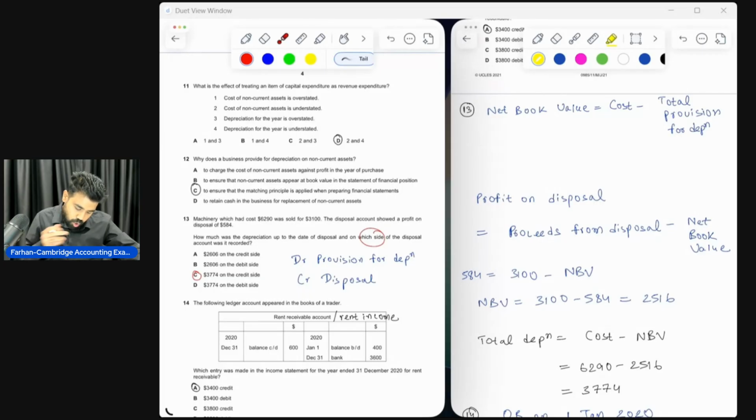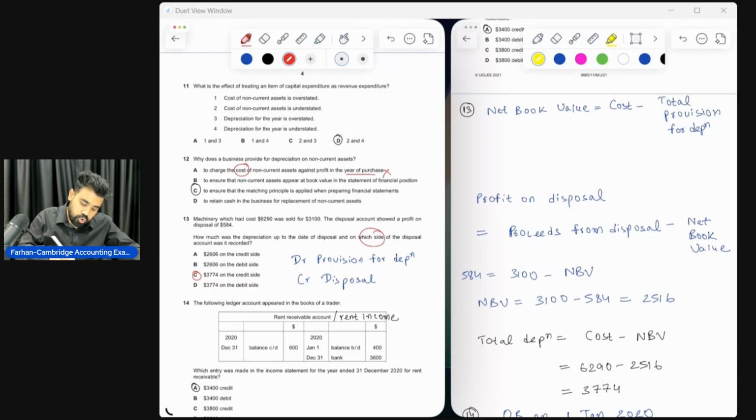So let's go through the first option. To charge the cost of non-current assets against profit in the year of purchase. Why is this wrong? We can't really charge the entire cost of the non-current asset in the year of purchase. It has to be evenly distributed over its useful life if you're using the straight line method, or distributed using different economic consumption from earlier years of usage if you're using the reducing balance method.